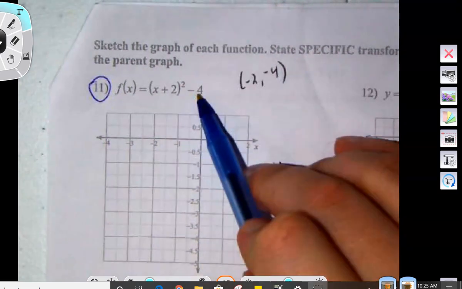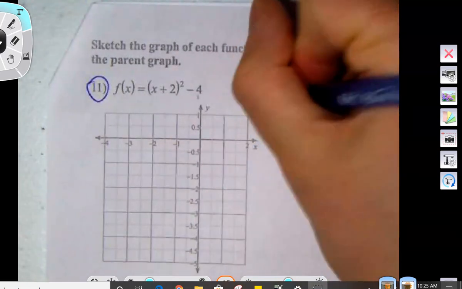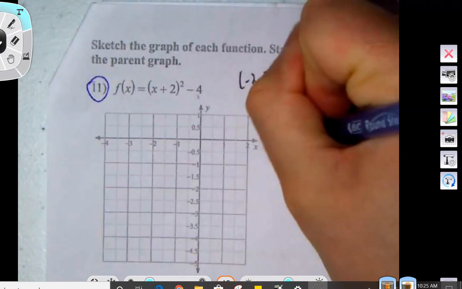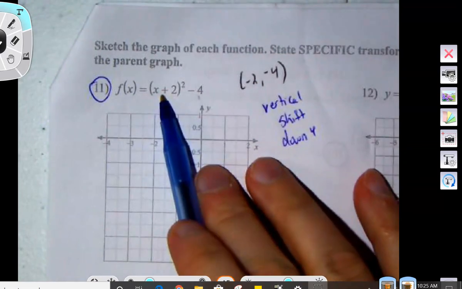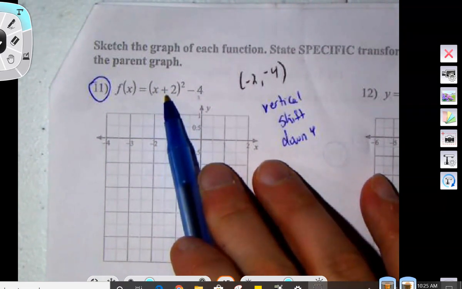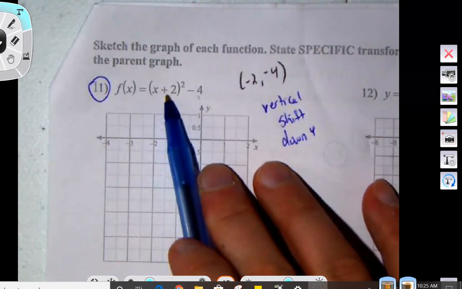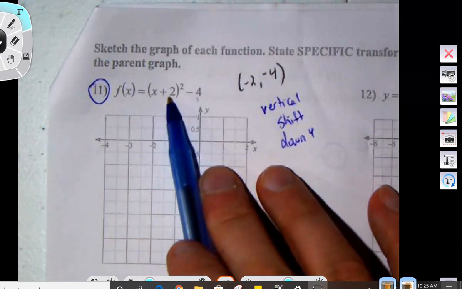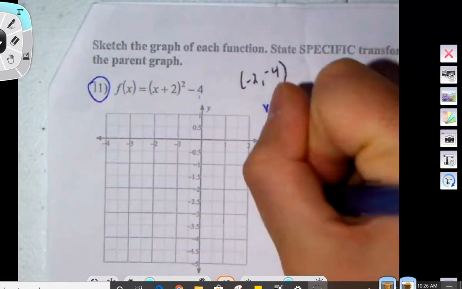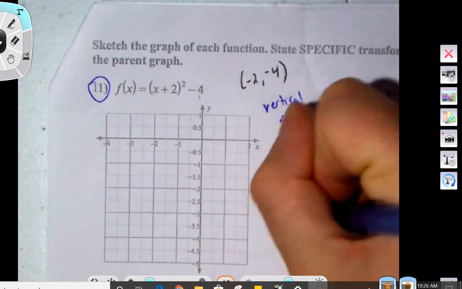Looking at our notes, this -4 out here in vertex form is going to be a vertical shift down 4. And then this +2 in here is actually opposite. This one goes left and right inside of our parentheses, but just like we did with exponential or with the linear functions, if it's a +2, it actually is going to go to the left. So this is going to be a horizontal shift left 2.